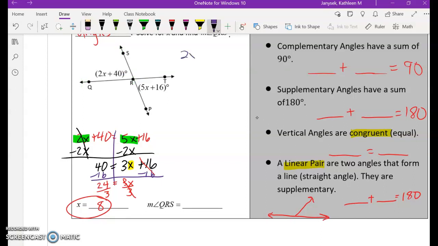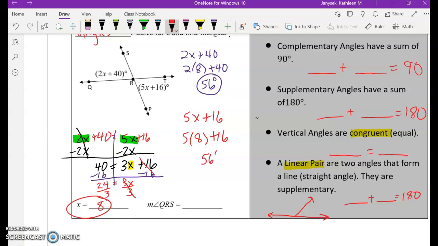So 2x plus 40 is one of the angles. I'm going to replace the x with 8. 2 times 8 is 16, plus 40 is 56 degrees. Okay, so now I'm going to check the other one. I just did this one right here. Now I'm going to check the other one, 5x plus 16, and do the same thing and make sure they come out equal. The x is still 8. We had found out that x was 8. 5 times 8 is 40, plus 16 is indeed 56.